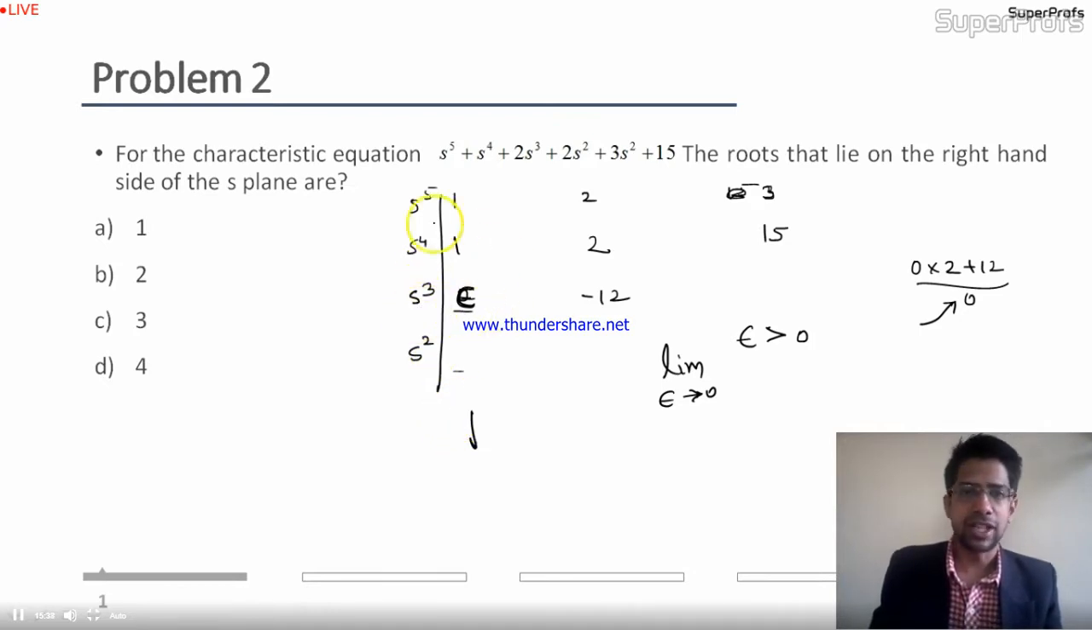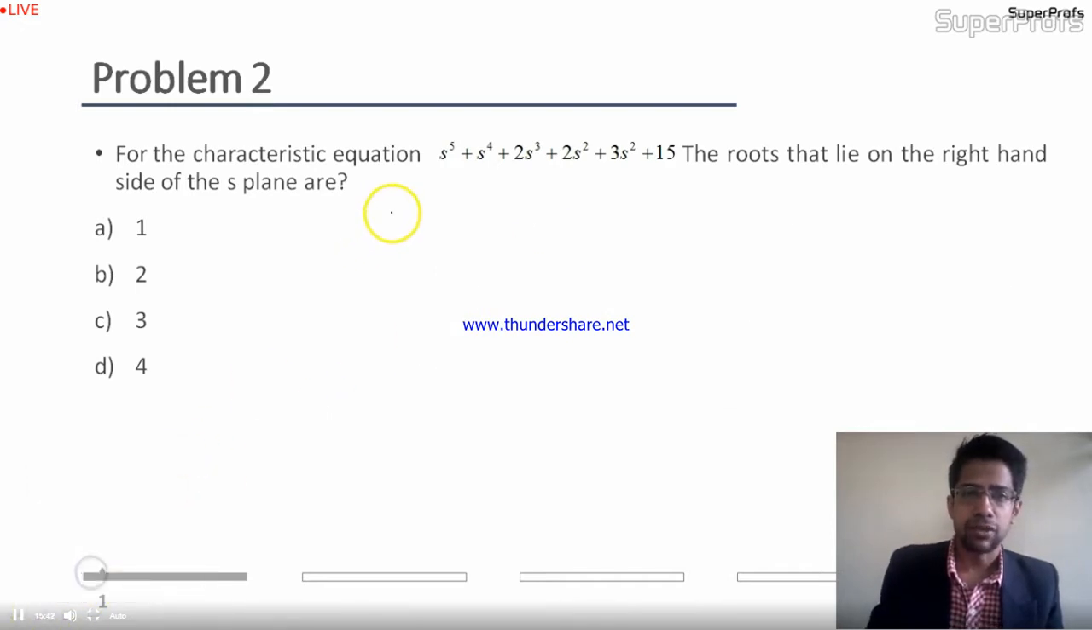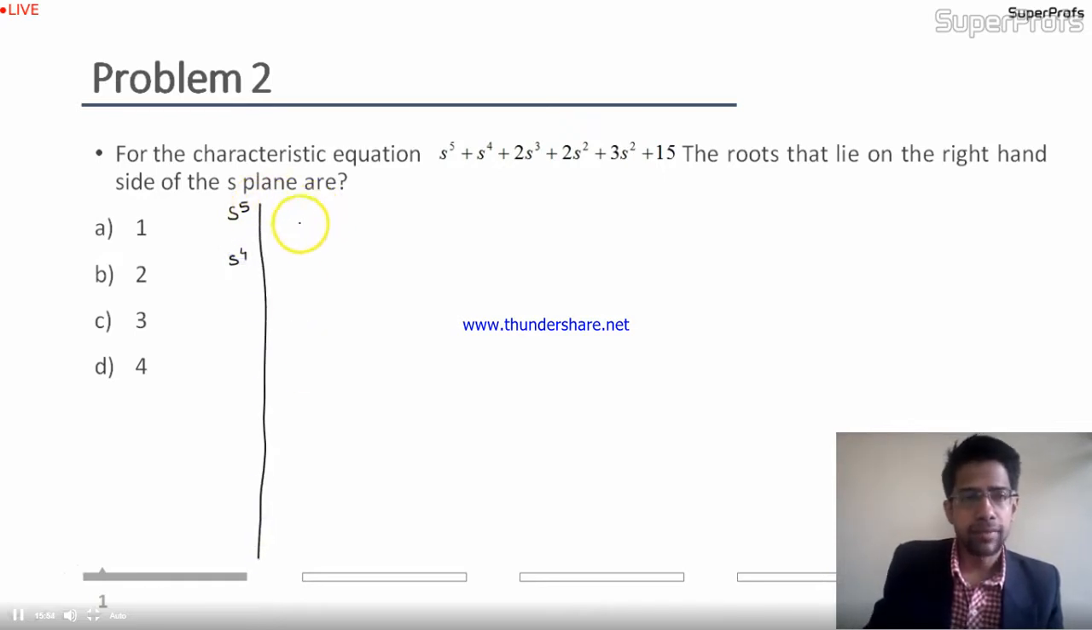So let us build the rows array. Let us build it again. So we have, I'll need more space here. So s raised to 5 and s raised to 4. Then let me draw a long line. Then you have 1, then you have 2, and then you have 3. Next you have 1, then you have 2 and 15.